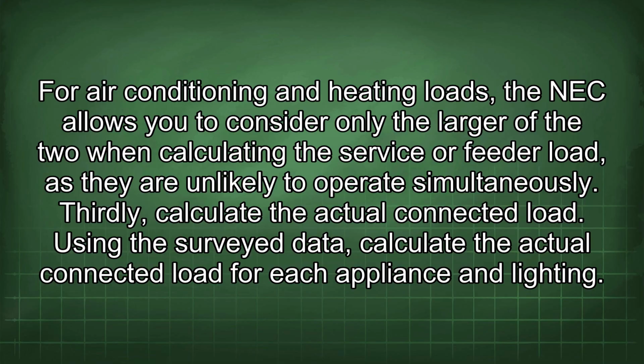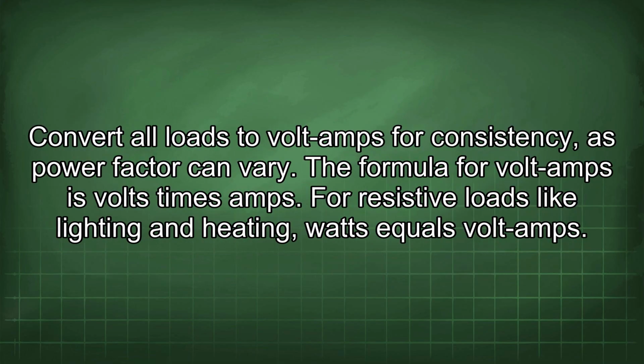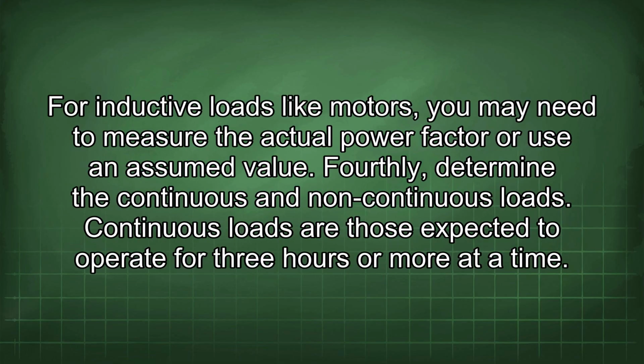Thirdly, calculate the actual connected load. Using the surveyed data, calculate the actual connected load for each appliance and lighting. Convert all loads to volt amps for consistency, as power factor can vary. The formula for volt amps is volts times amps. For resistive loads like lighting and heating, watts equals volt amps. For inductive loads like motors, you may need to measure the actual power factor or use an assumed value.